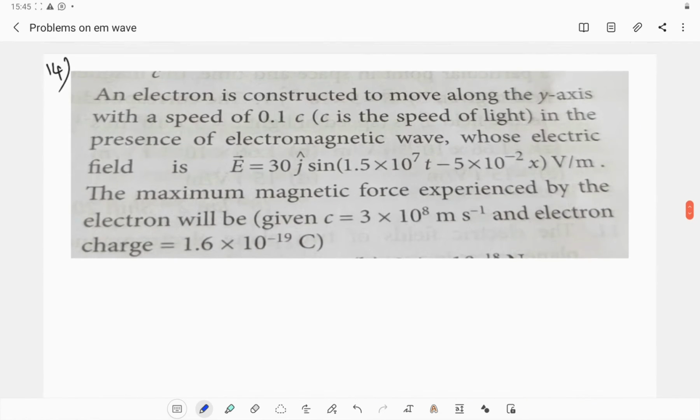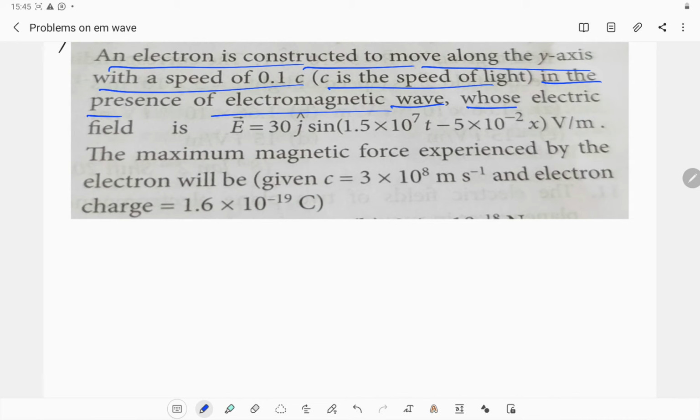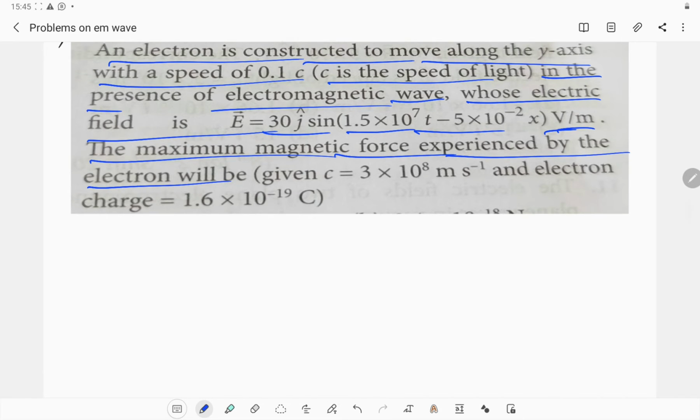Next, problem number 14. An electron is constrained to move along the y axis with a speed of 0.1c, where c is the speed of light, in the presence of an electromagnetic wave whose electric field is E bar = 30 j cap sin(1.5 × 10^7 t − 5 × 10^−2 x) volt per meter. The maximum magnetic force experienced by the electron will be.